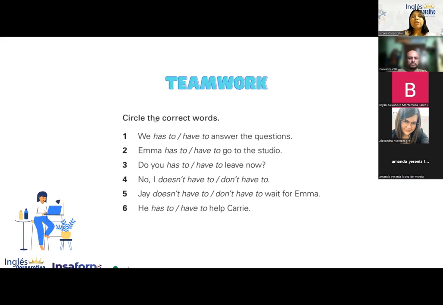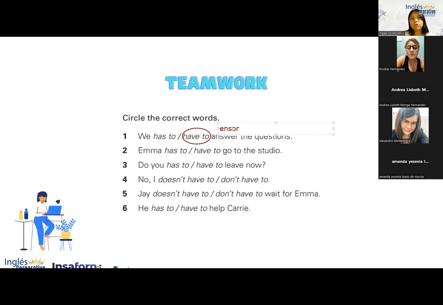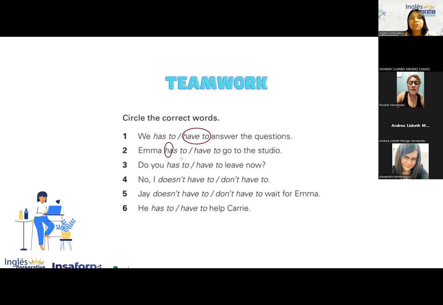Circle the correct words. Number one, we have to answer the question. Yes, we have to. Now, this is a pronunciation tip. Un tip de pronunciación. Esta palabra, answer, lo vamos a decir como answer. All right, so number two, Emma has gone to the studio. Excellent.